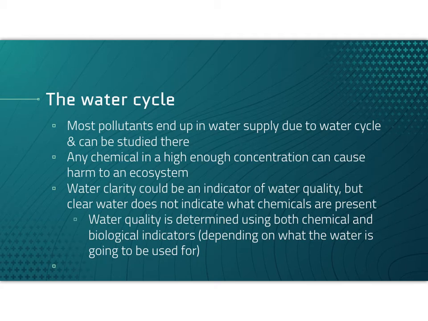The water cycle is heavily impacted by this because most pollutants end up in a water supply due to the water cycle and then end up being studied there. Any chemical in a high enough concentration can cause harm to an ecosystem. Water clarity could be an indicator of water quality, but clear water does not indicate what chemicals are present. Water quality is determined using both chemical and biological indicators, depending on what the water is going to be used for.